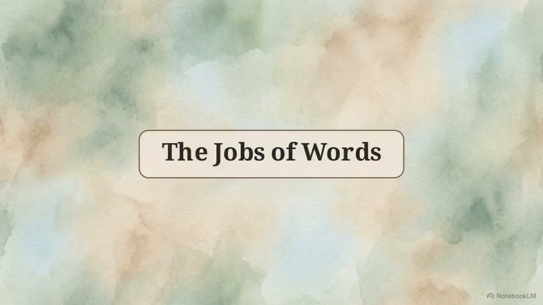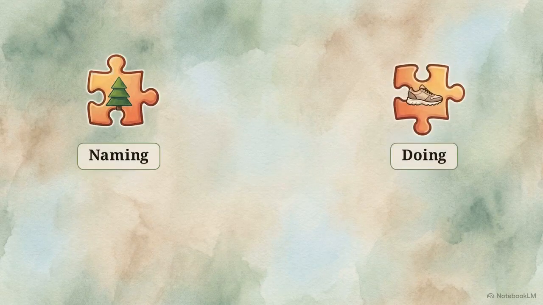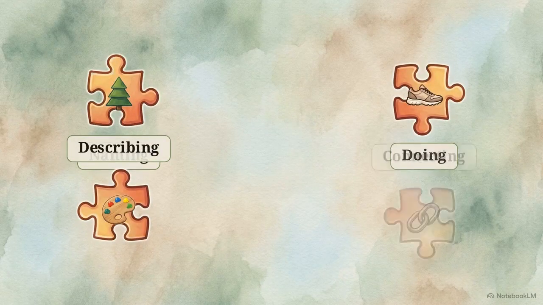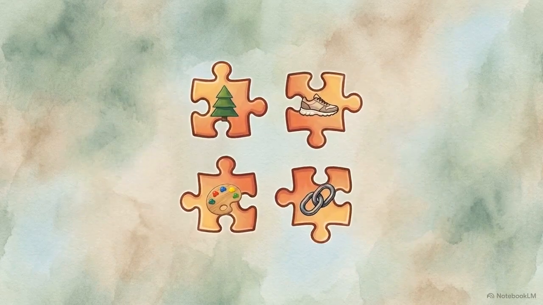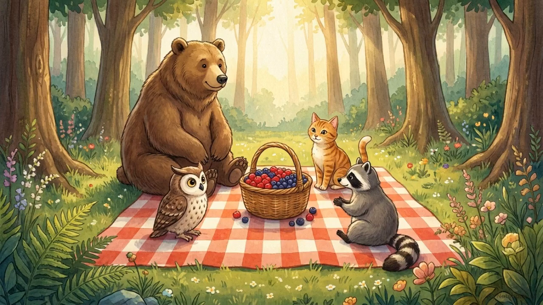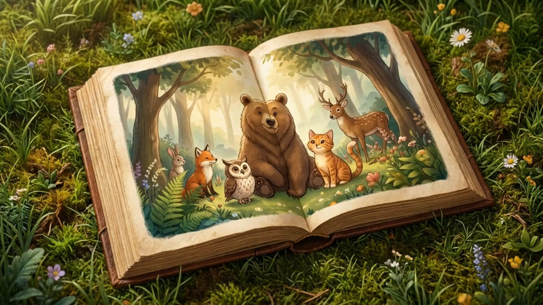This puzzle shows the 4 main jobs words do. Some words name things, some do things, some describe things, and some connect things together. Just like Barnaby and his friends having a wonderful picnic together, all these different words team up. When they work together, they help us share beautiful stories.